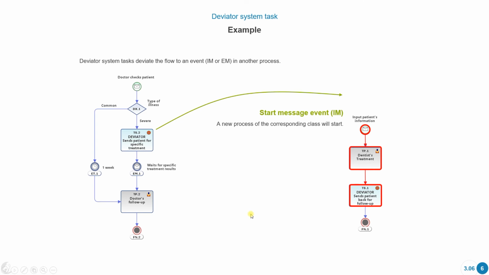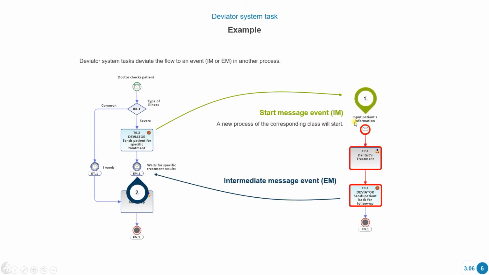Now here we can see an example of how this deviator system task would work. Let's say the doctor has an appointment with the patient and he decides we need a specific treatment for this patient. So the flow goes into this deviator system task and it triggers this second process. This second process is a totally independent process. It's a different class of process. It has nothing to do with this process here.